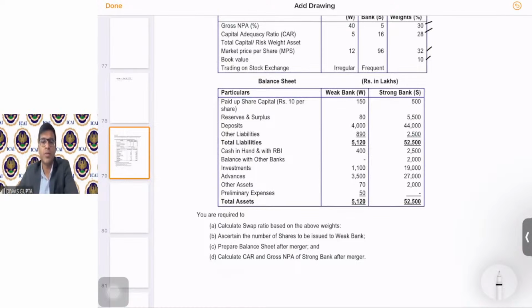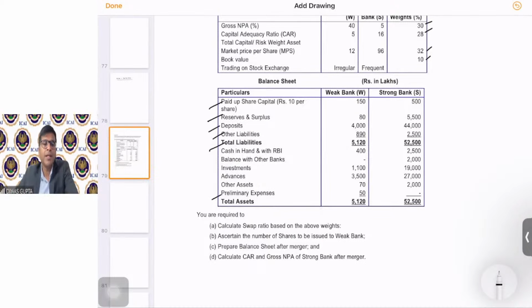Now coming to the balance sheet, students. Weak bank and strong bank, starting with the paid up share capital, reserves and surplus and deposits, and further other liabilities. So the total liabilities are this much, 5120 and 52,500 for weak and strong bank respectively. Cash in hand and with RBI is this much, 400 and 2,500. Balance with other banks is 22,000 that only strong bank has. Weak bank is not having any balance with other banks. Investments, they have given advances, they have given other assets and preliminary expenses. These all things they have given to us.